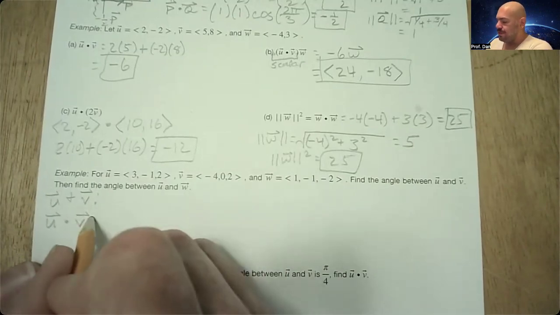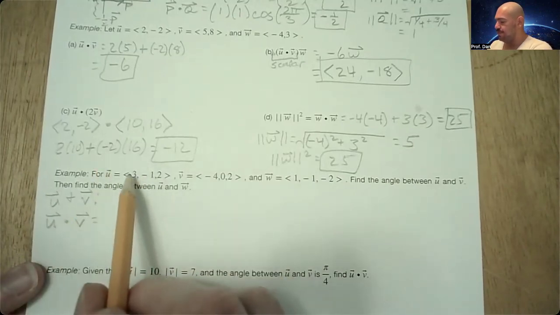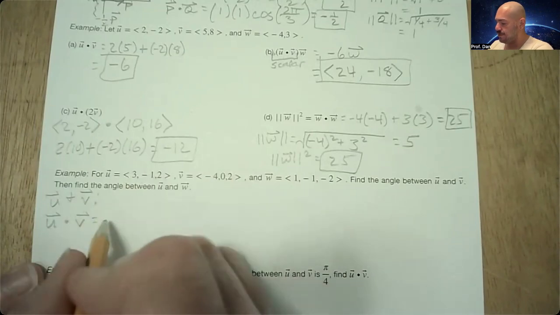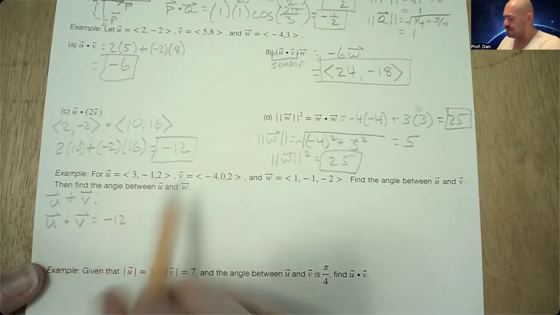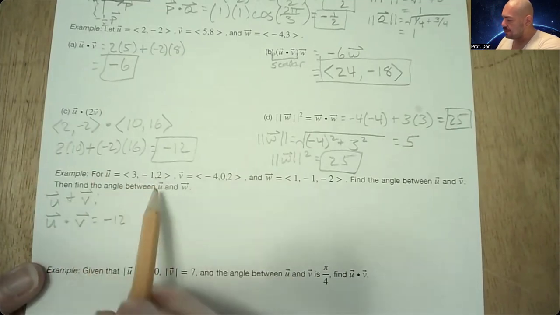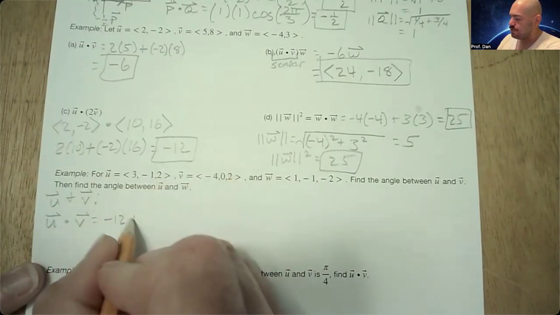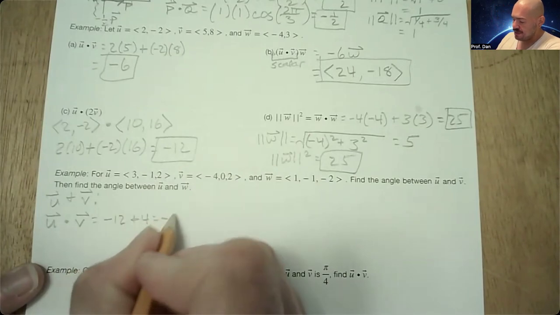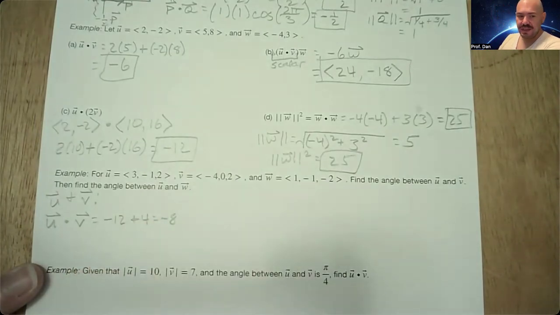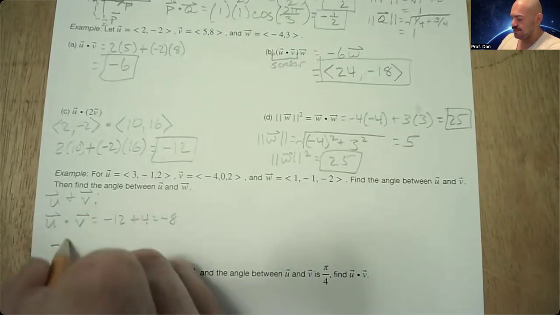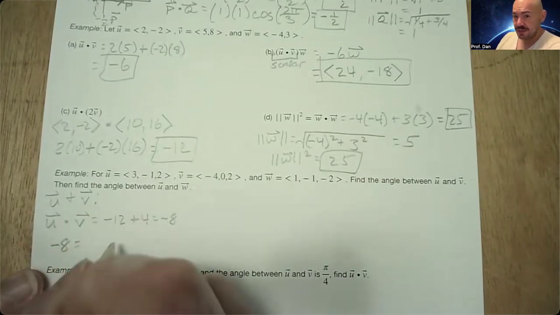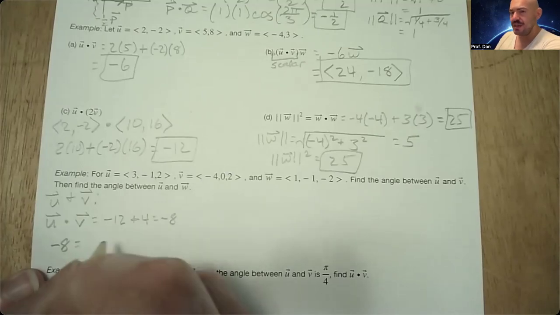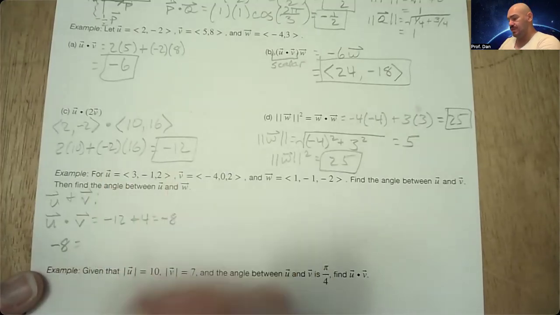Right, so the dot product, we have 3 times -4. We have -1 times 0. And we have 2 times 2. So the dot product is -8. Remember, the dot product is also defined as the magnitude of u times the magnitude of v times cosine of the angle between u and v.